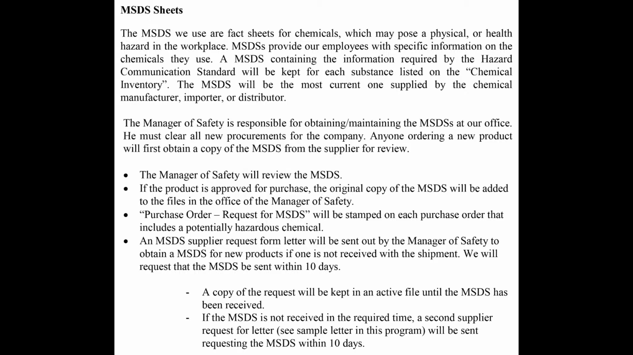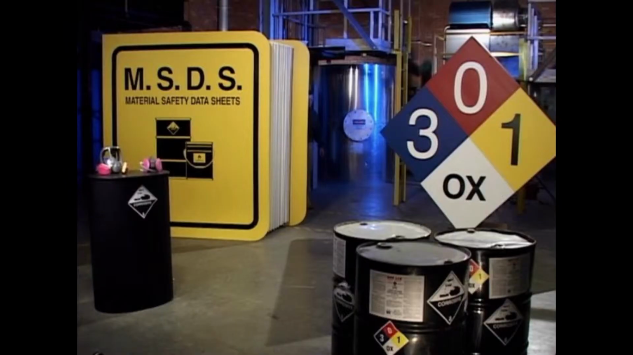We request that the SDS be sent within 10 days. A copy of the request will be kept in an active file until the SDS has been received. If the SDS is not received in the required time, a second supplier request form letter, see sample in this program, will be sent requesting the SDS within 10 days. If after 2 requests the supplier still has not sent the information, a letter of complaint will be sent to the Department of Labor. The Manager of Safety will keep copies of correspondence on file.